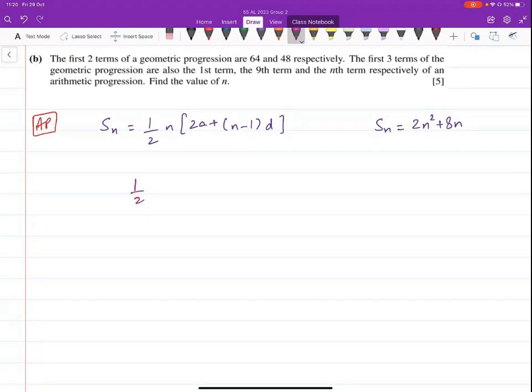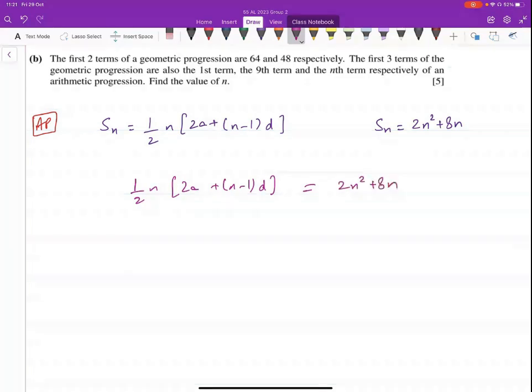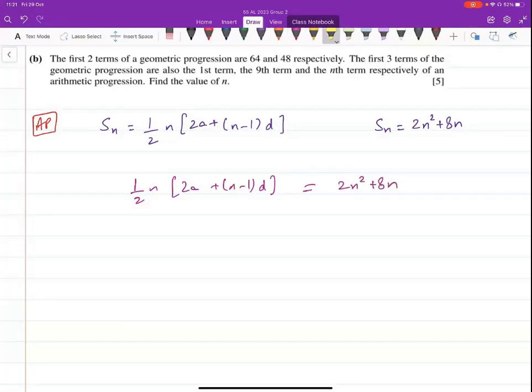We get half n into 2a plus n minus 1 times the difference. And on the other side, we've got 2n square plus 8n. Now, can we really solve them simultaneously? We've got three variables. We've got n, we've got d, we've got a, and there's only one equation that we have. How can we solve this simultaneously? We can't, right? Simultaneously we can't solve, because there are three unknowns, there's only one equation. What else can we do?